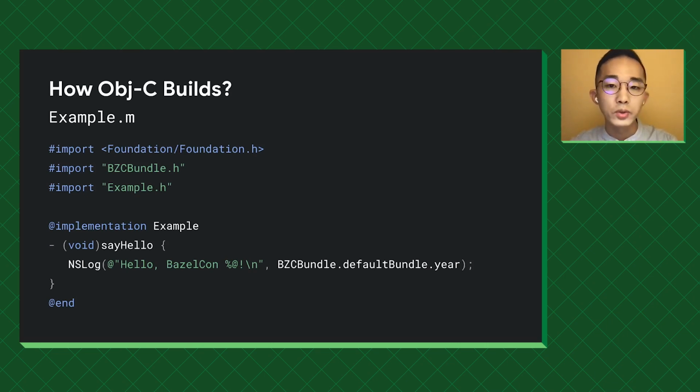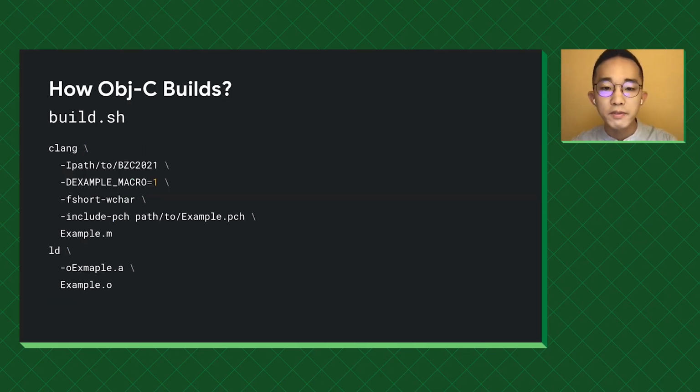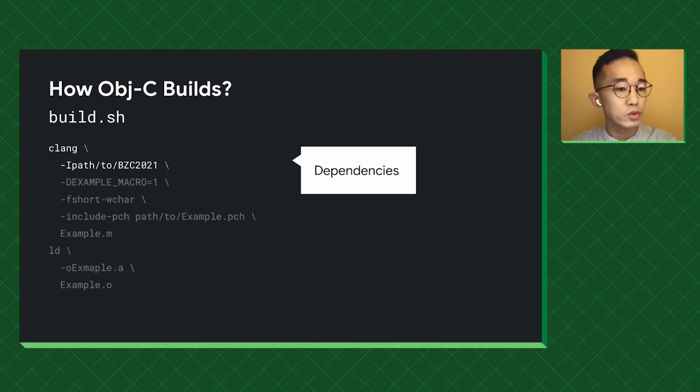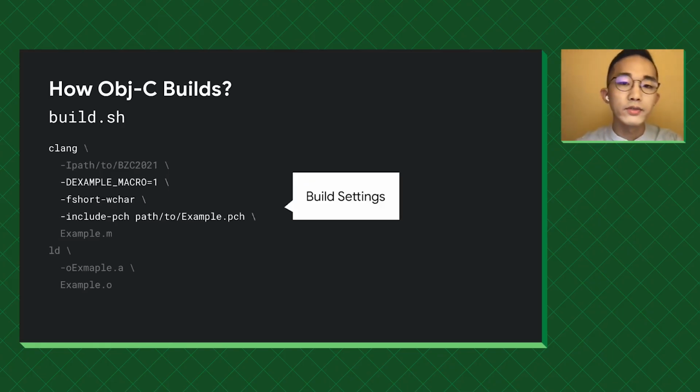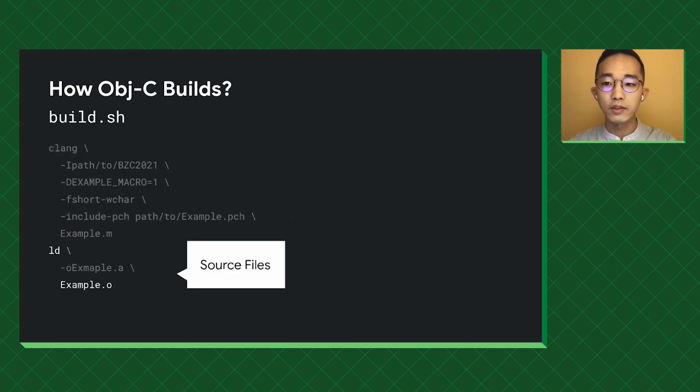To answer this, we need to look at the build script. Like all C family languages, build flags play a critical role. They determine how the source file is interpreted. The -I flag sets a header search path, which in turn determines the actual dependencies of a source file. Other clang flags are the build settings. Interestingly enough, we need to check the LD command to figure out what source files are in the library. As you can see, the library has only one object file in it, and the file generating that object file is the source file for the library.